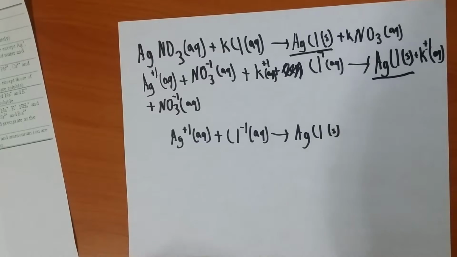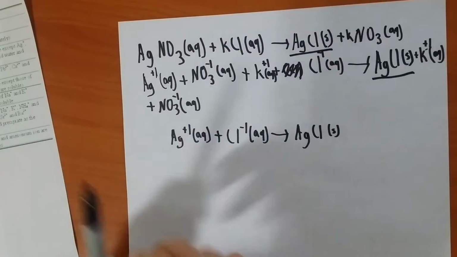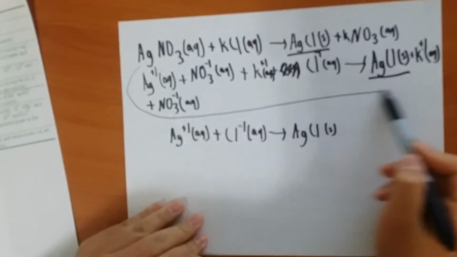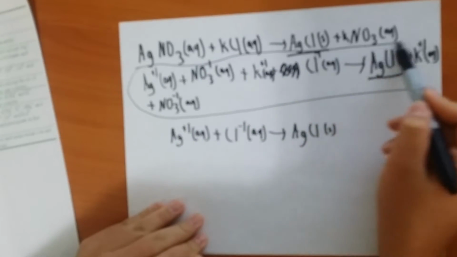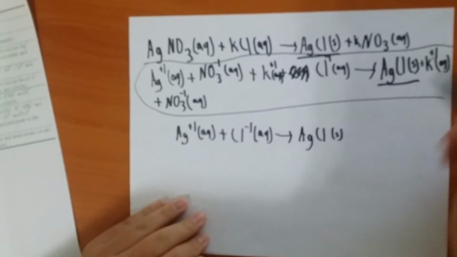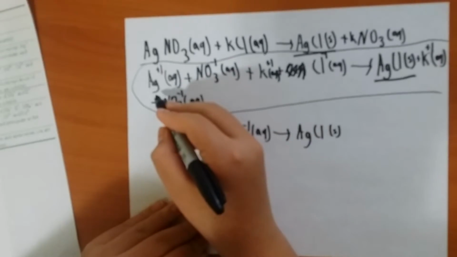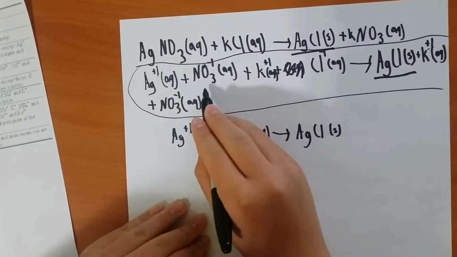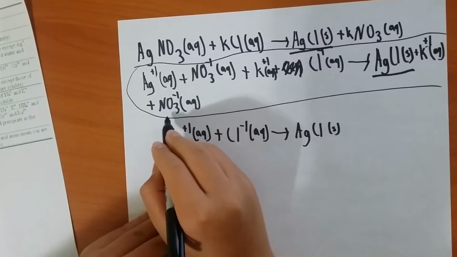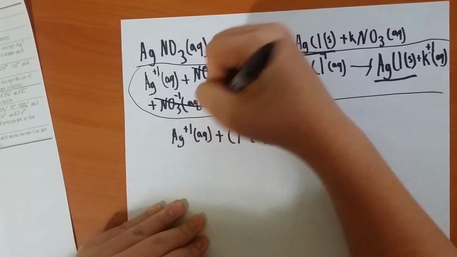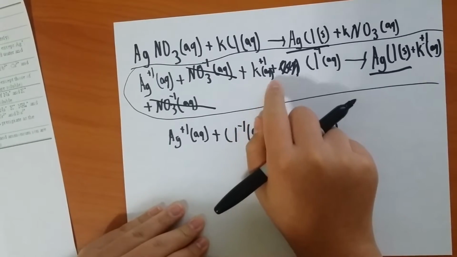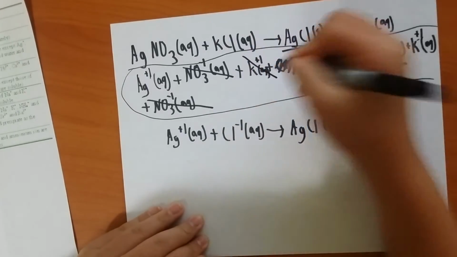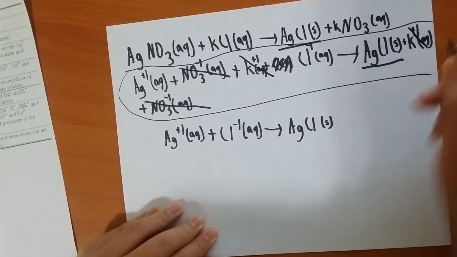Now, in the complete ionic, this is the complete ionic equation. So we want to cross out the ones that are the same. So Ag, no, you leave that alone. NO3, negative charge. NO3, negative charge. So you want to cross this out. This is out. K, positive charge. K, positive. So cross this out and cross this out.